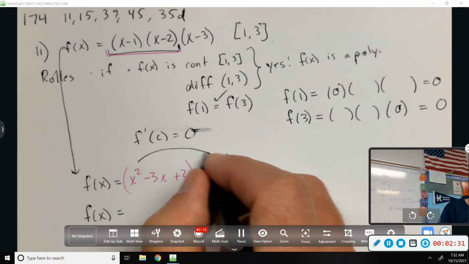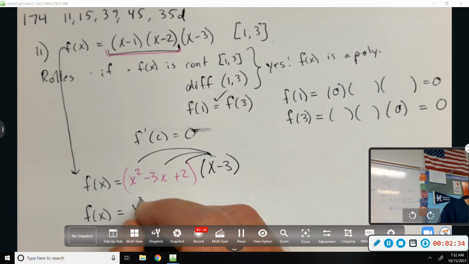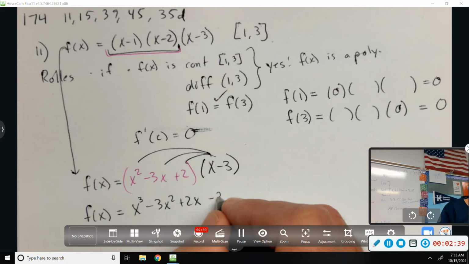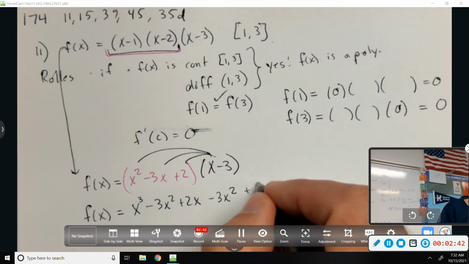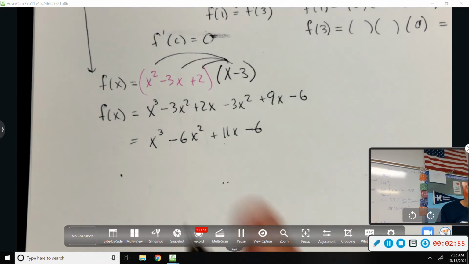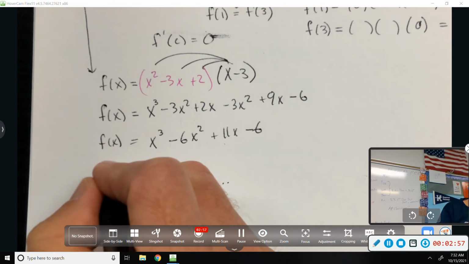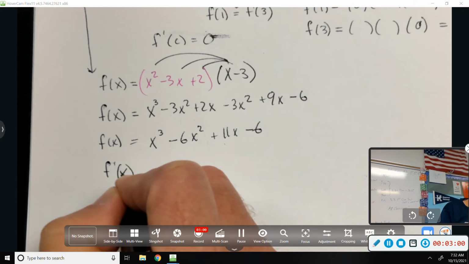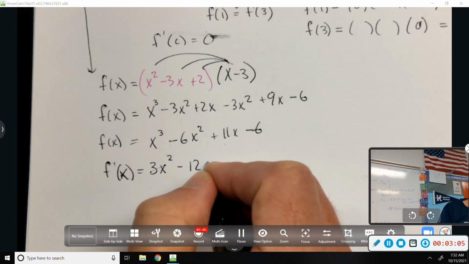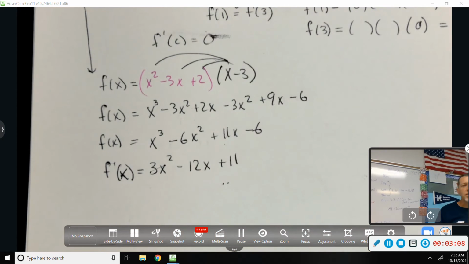So distribute the x to everybody: x cubed minus 3x squared plus 2x. Distribute the minus 3 to everybody: minus 3x squared plus 9x minus 6. So x cubed minus 6x squared plus 11x minus 6. All of that's still algebra, but that makes my calculus easy when it's multiplied out like that, because the derivative now is 3x squared minus 12x plus 11.